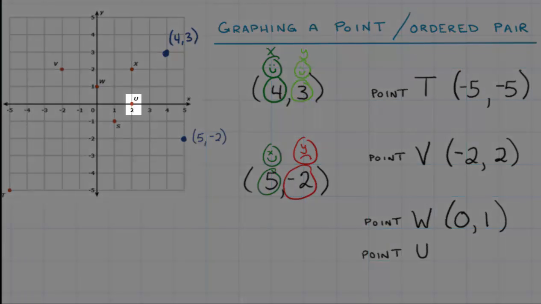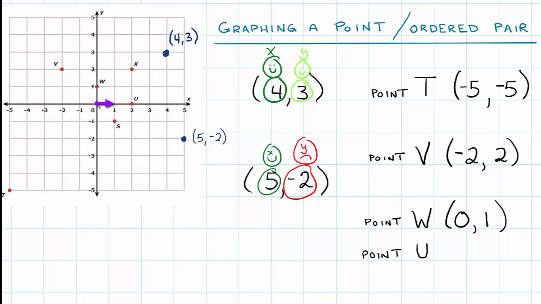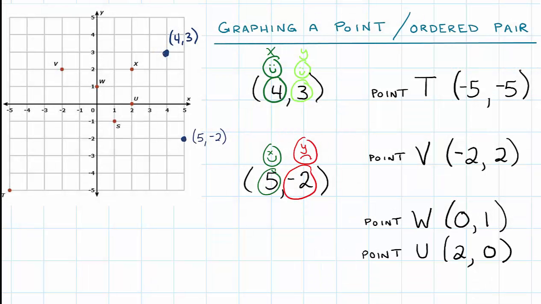How about point U? Point U, if I start at my origin, I have to move 2 units in the positive direction on the x-axis, 2 units to the right. And then I don't have to move up or down any units on the y-axis. If I move 2 to the right, I'm there. Which means that +2 is my x value, and then I'm not moving anywhere on the y-axis, so 0 is my value on the y-axis. So we get the ordered pair of 2, 0.